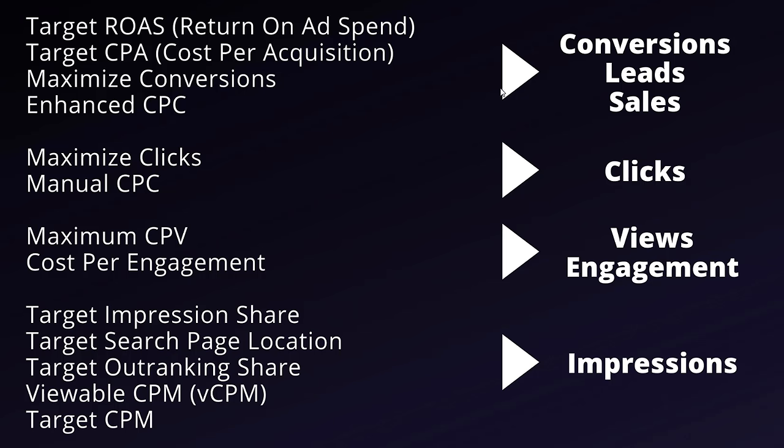And you can see over here we have what each of the different types of bidding strategies are grouped by: the overall goal for your campaign. These four are going to drive conversions, leads, sales, whatever your conversion type is for your business. These four are going to drive them for you.